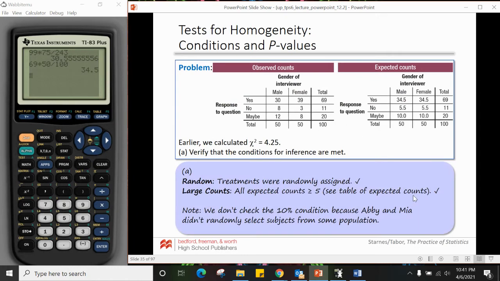And you can write the table for expected counts, but you better have the expected counts written somewhere. You cannot just say, oh yes, every number is greater than 5. You must show each individual number and tell me that they are all larger than 5, or you will lose points. All right. We do not need to check the 10% condition because Abby and Mia didn't randomly select subjects from some population. This was technically an experiment because they put you in 2 groups depending on who's asking you the question.